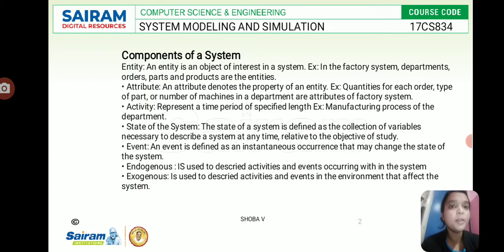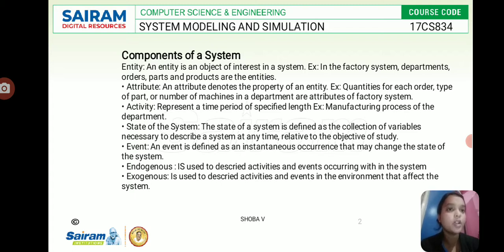For example, a bank. If you are going to study the bank, then customer is an entity. If customer is an entity, then withdrawing, deposit, and so on are the activities or properties of the attribute. This is one of the best examples for the components of a system, and one by one we will see.